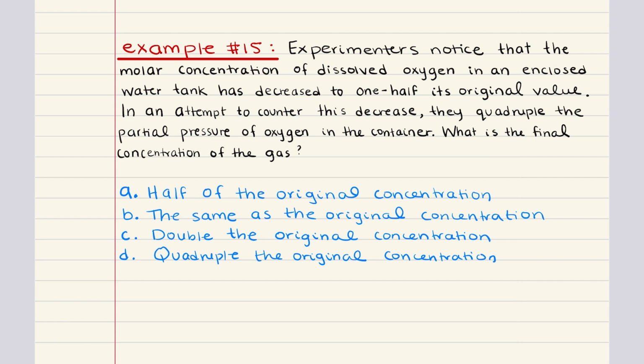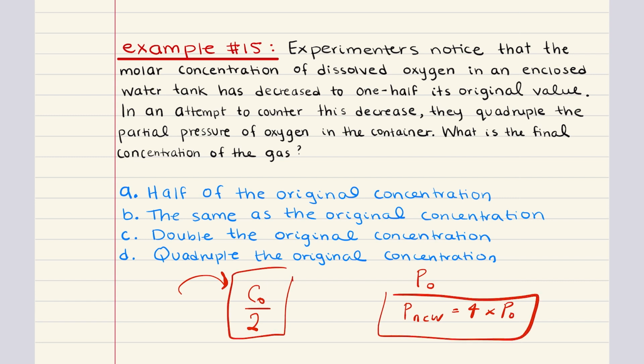All right, so let's tackle each of these changes individually. So we have original concentration of dissolved oxygen, and this concentration decreases to 1/2. So the current concentration is divided by 2. Keep that in mind. They also quadruple the partial pressure. So if the original partial pressure is P0 and the experimenters quadruple it, then the new pressure is going to be 4 times the original pressure. Okay, so we have these two things right here. Let's keep these in mind. What is the final concentration of the gas?